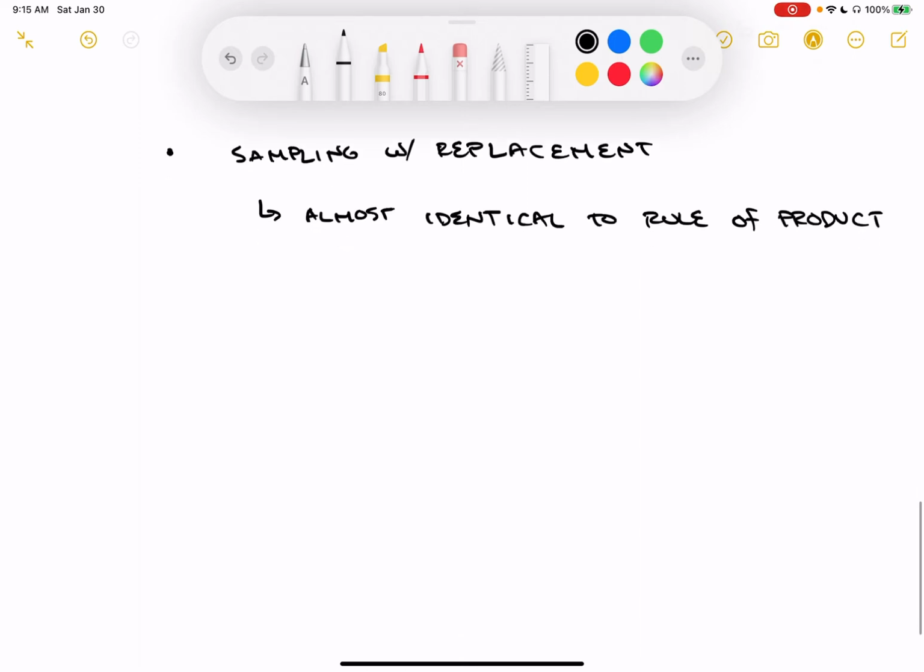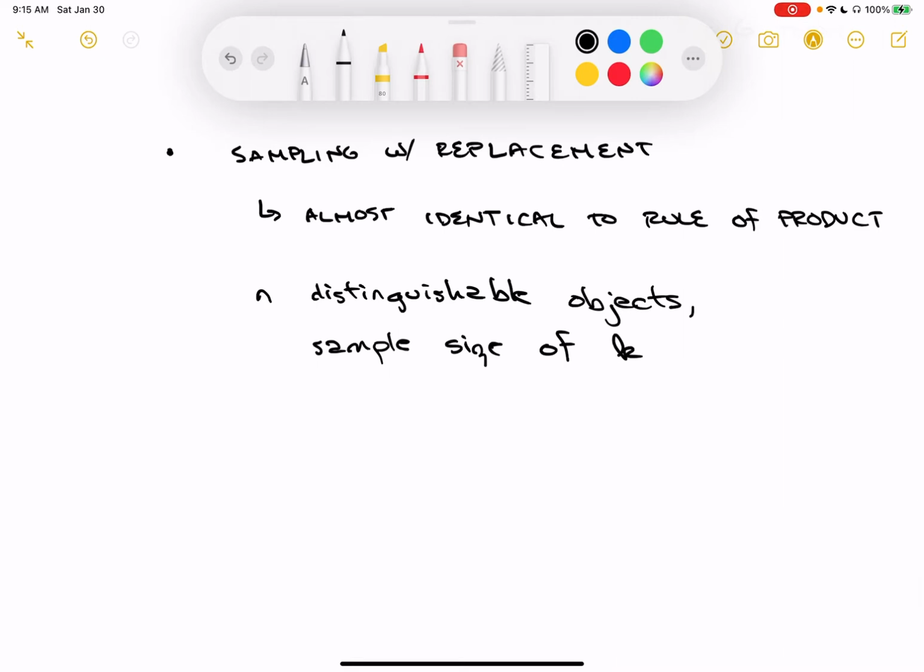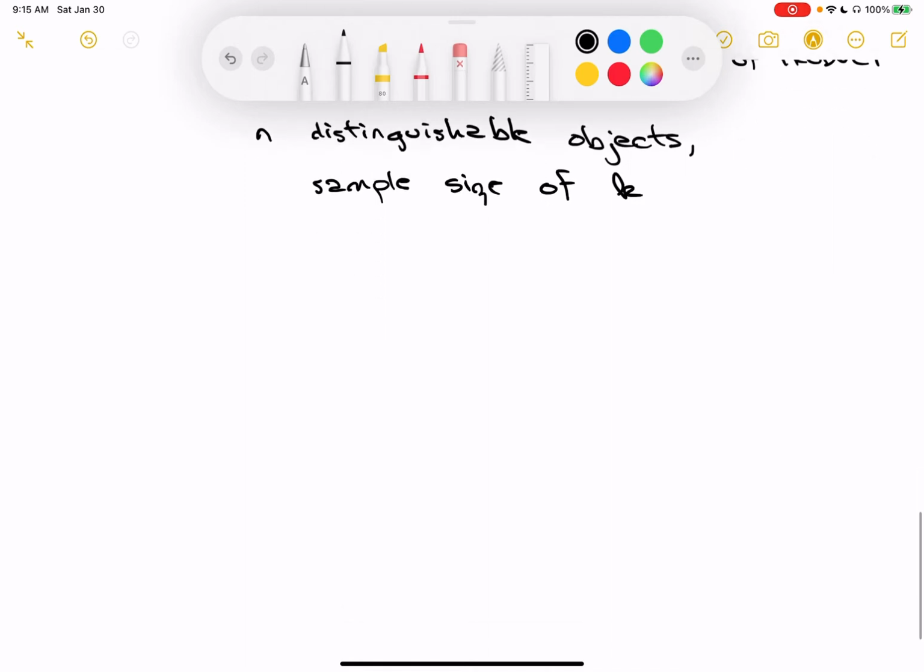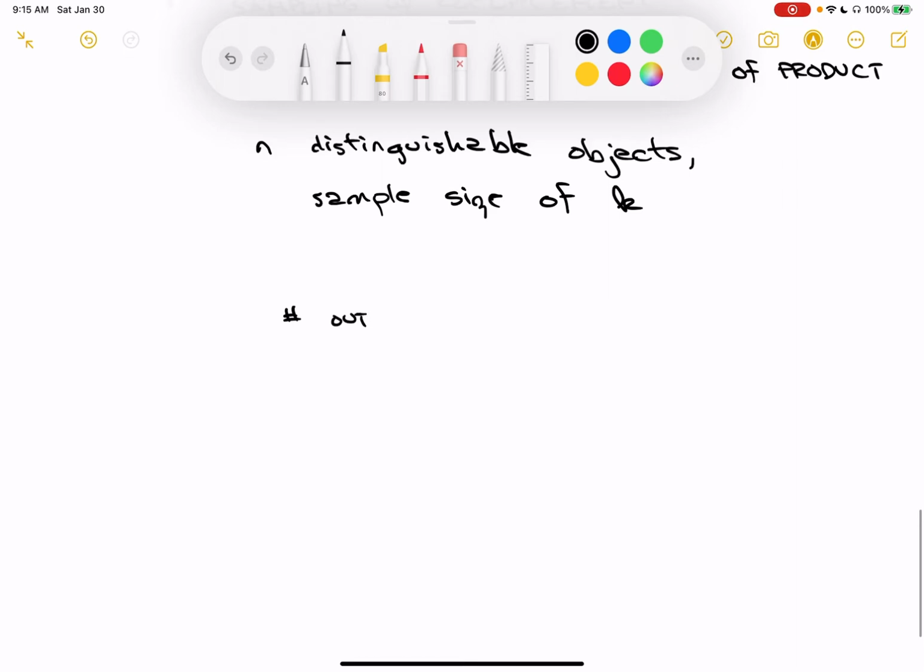What's the basic idea on this? We have n distinguishable objects, and we're going to have some sample size, a sample size of k. You can think of that as the number of sub-experiments. And we are allowing this sampling to occur with replacement. So how many outcomes are there? The number of outcomes, our count, is going to be equal to n raised to the k, which is n times n, and so on. There are k n's multiplied together.